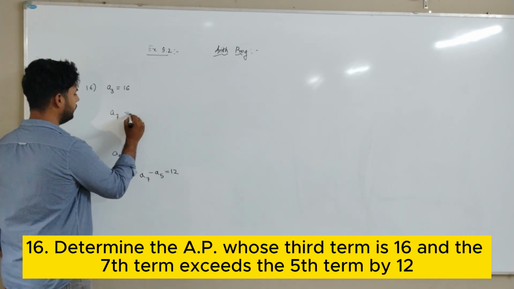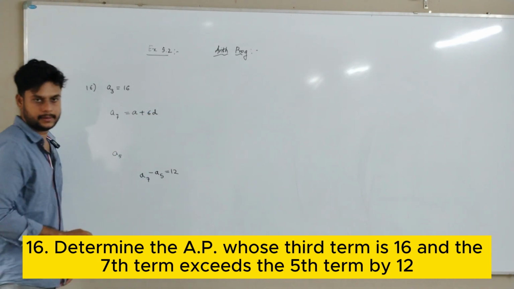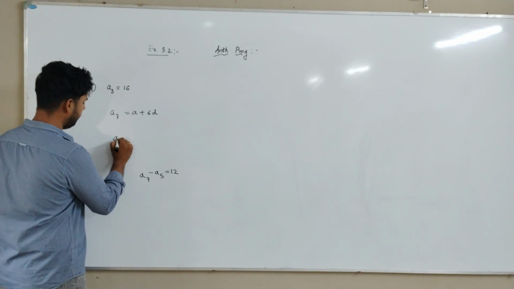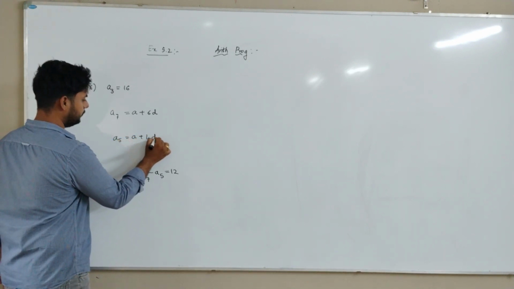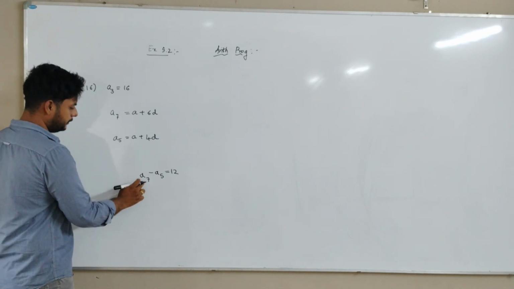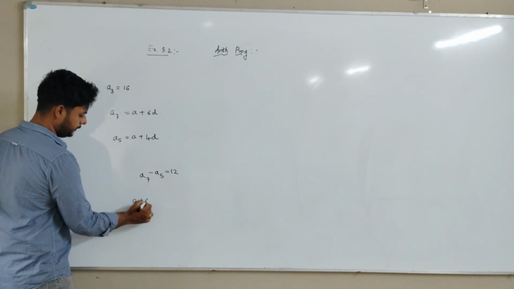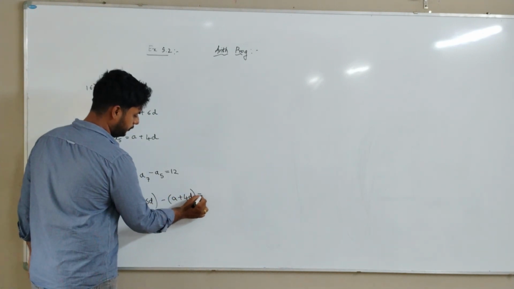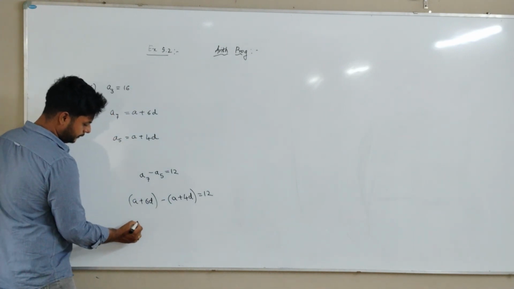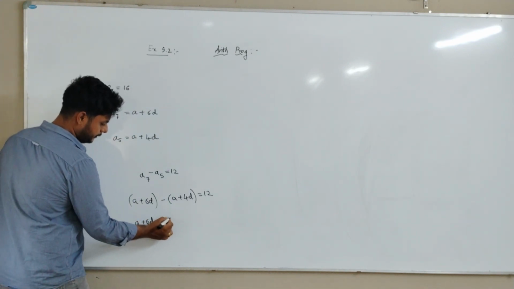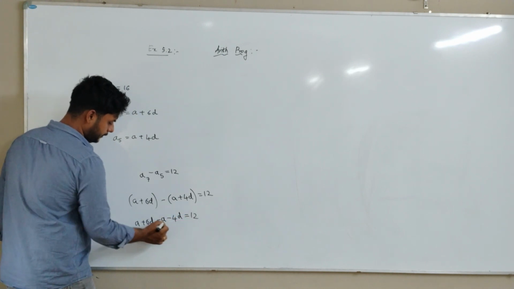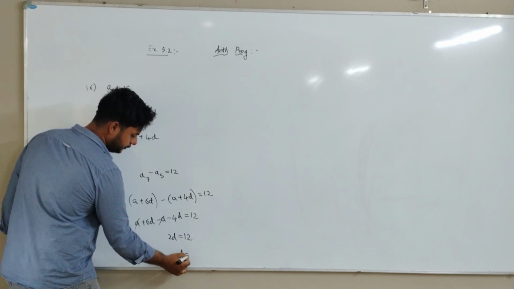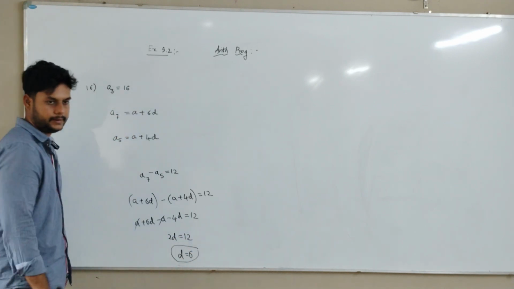So A7 how I can write? As A plus 6D. Correct? Similarly, A5 I can write as A plus 4D. So this is my equation. A7 means A plus 6D minus A plus 4D is equal to 12. A plus 6D minus A minus 4D is equal to 12. A minus A cancel. 6D minus 4D, 2D is equal to 12. D is equal to 6. Any doubts? How I did?